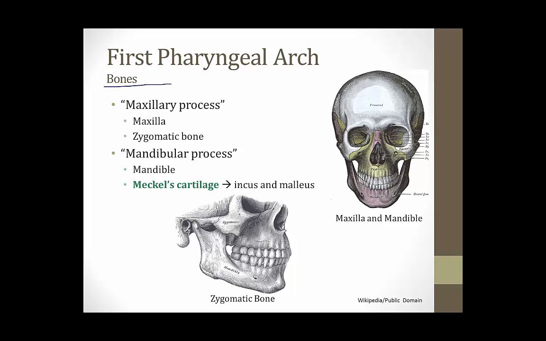The first arch has 2 processes. One's called the maxillary process. This develops into the maxilla and the zygomatic bone. If you look at this picture on the right side of the screen, the maxilla is here in the middle. The zygomatic bone is on the side of the eyes.